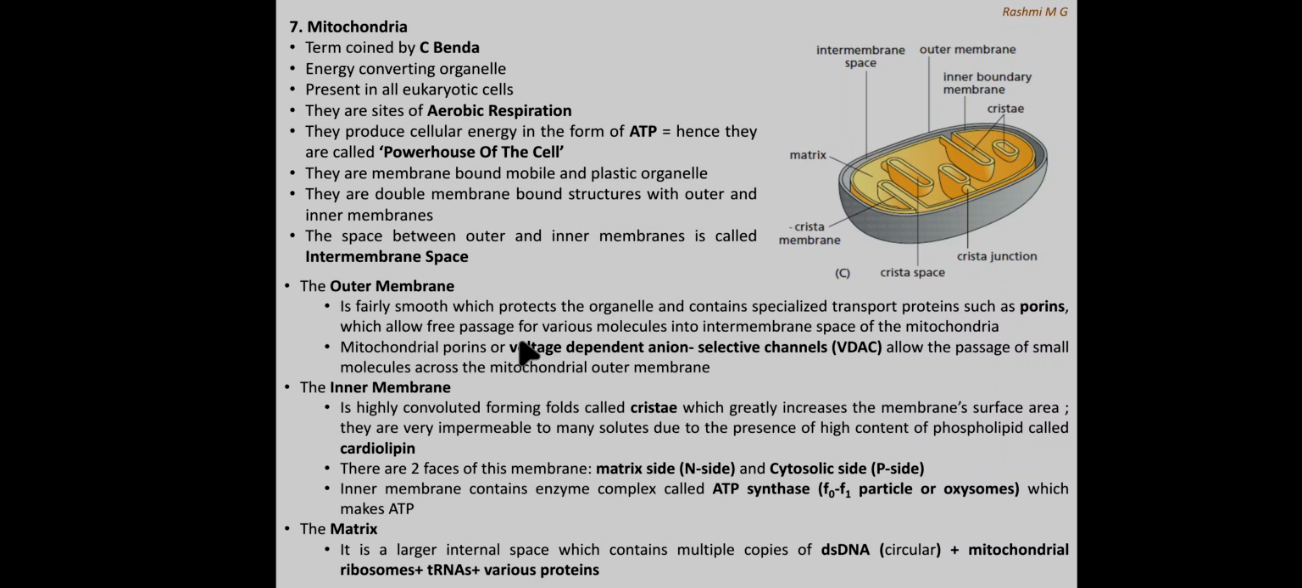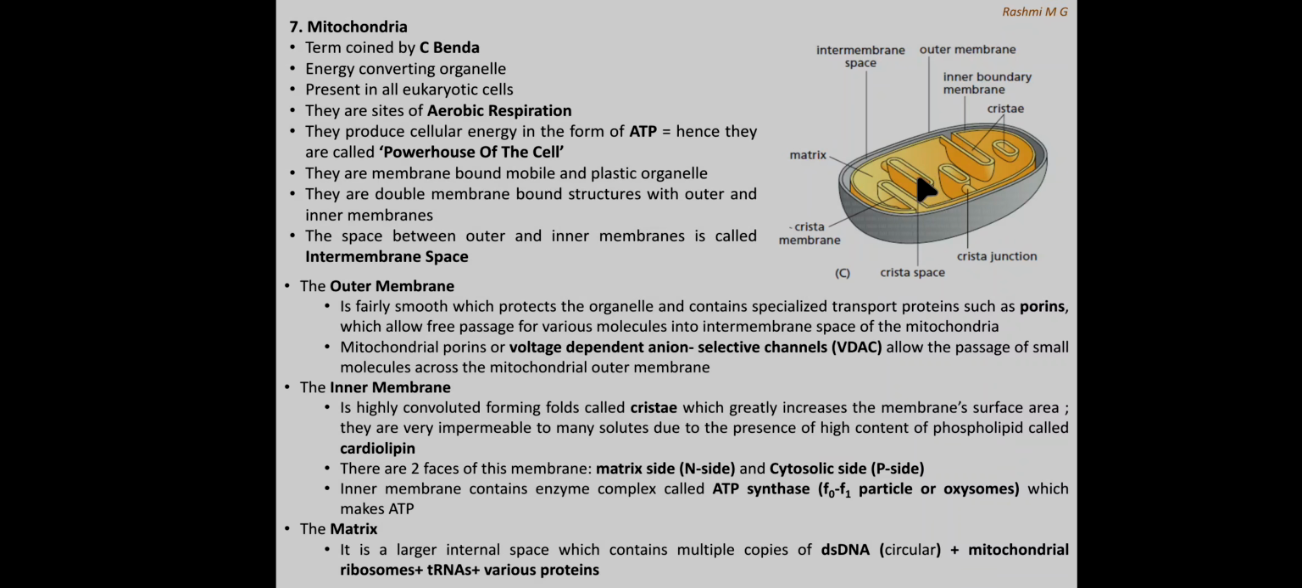The outer membrane is fairly smooth, which protects the organelle and contains specialized transport proteins such as porins. Mitochondrial porins, or voltage dependent anion selective channels, allow the passage of small molecules across the mitochondrial outer membrane. The inner membrane is highly convoluted, forming folds called cristae, which greatly increases the membrane surface area. They are very impermeable to many solutes due to the presence of a high content of the phospholipid called cardiolipin.